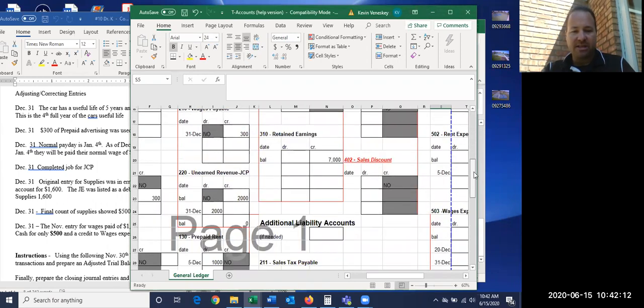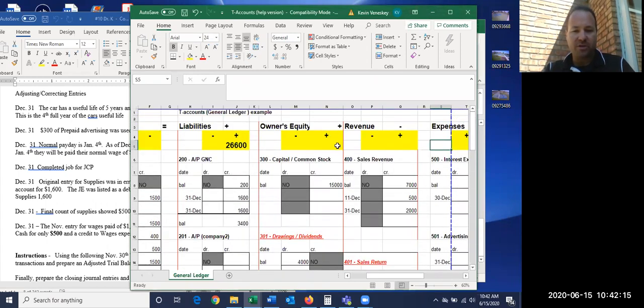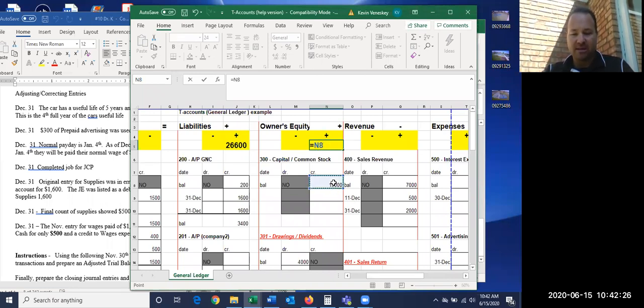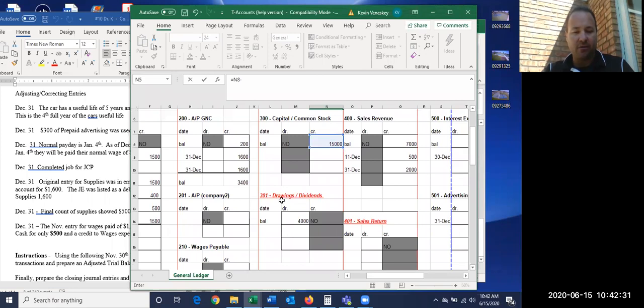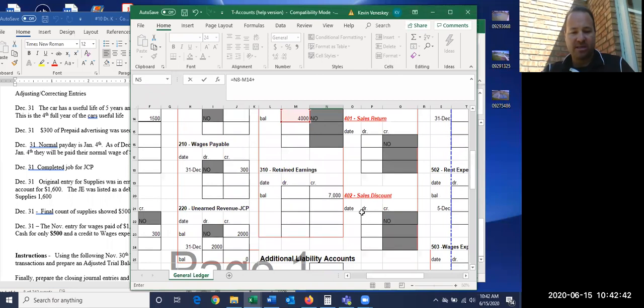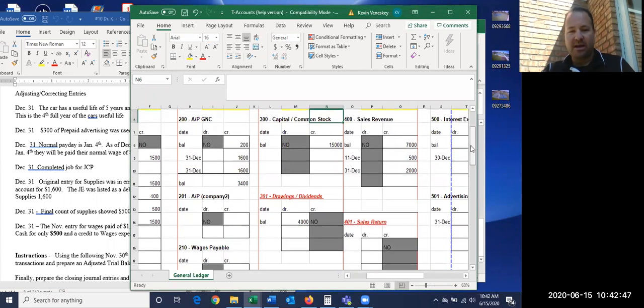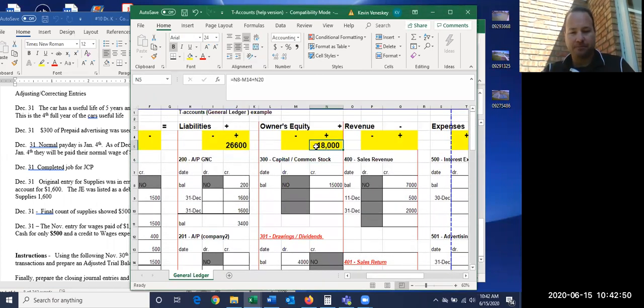Owner's equity, none of our T accounts need total. They all just have one entry. So I can go ahead and get my owner's equity full total. Remember, it's on the credit side, so I need to add up my credits and or subtract out my debits. And I do have a debit, my other contra account. So I'm subtracting the 4,000, make sure you subtract, and then add back in the retained earnings, because it's on the credit side. So when you do that, you should get 18 grand.